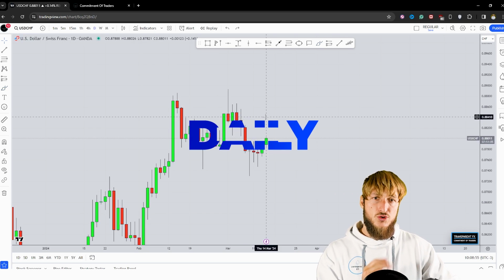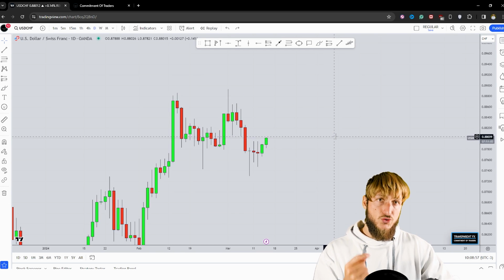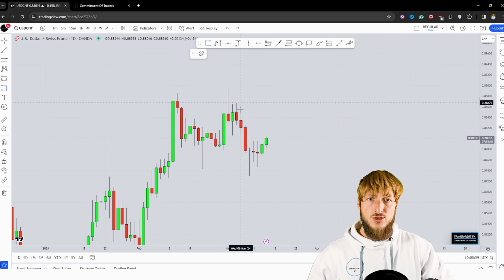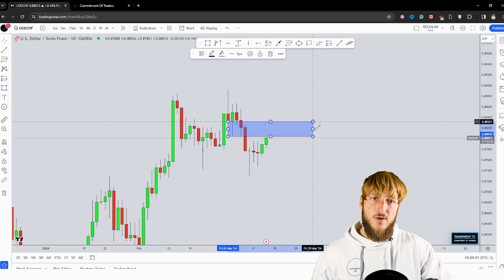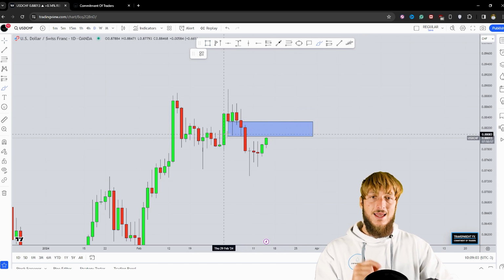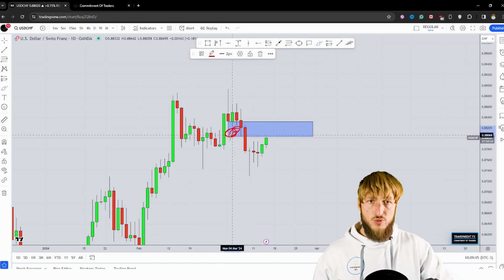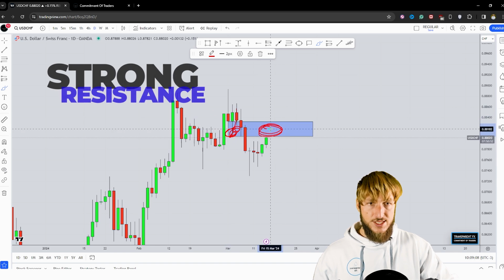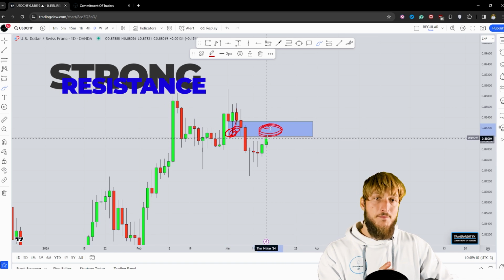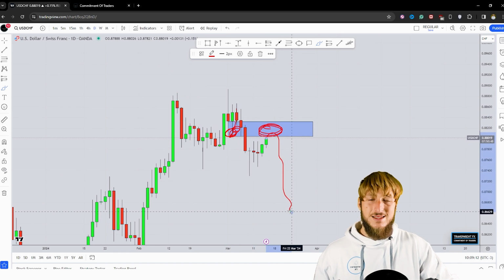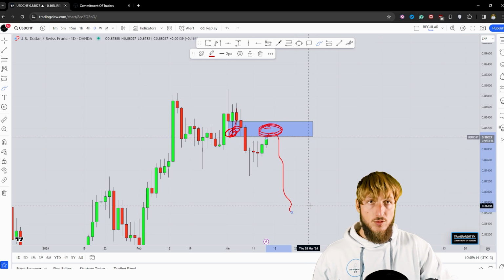Keeping in mind that institutions are longing USDCHF by shorting the CHF, the situation that we have here from a daily perspective is that of a market that has resistance on the daily at this level. This zone is the previous daily support, which is now turned resistance. Now, until the market will remain below this previous daily support and resistance, it can easily continue lower.